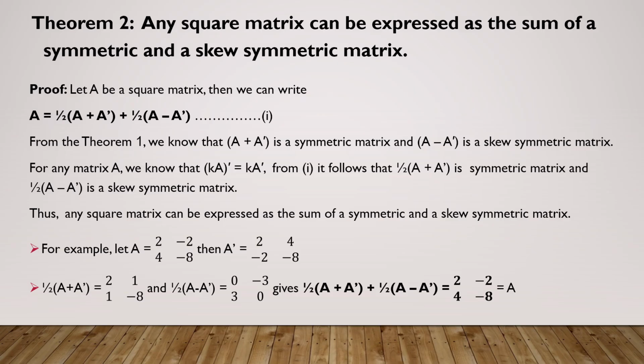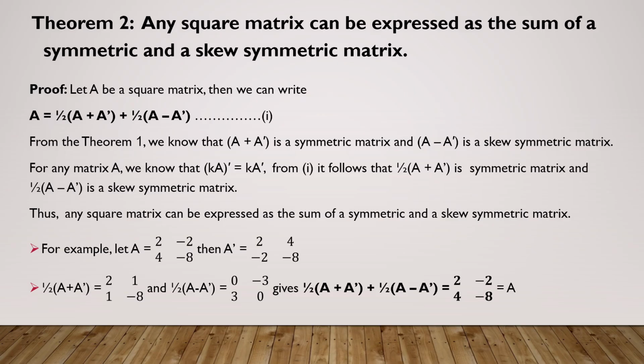From equation 1, the first term is half into A plus A transpose. What we have done is multiply a scalar half by A plus A transpose. So obviously it is a symmetric matrix by the first theorem, correct? Because if A plus A transpose is symmetric, half into A plus A transpose will also be symmetric. Similarly, if A minus A transpose is skew symmetric, obviously half into A minus A transpose is also skew symmetric.